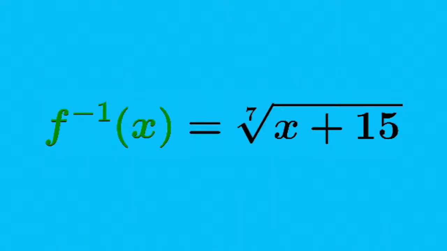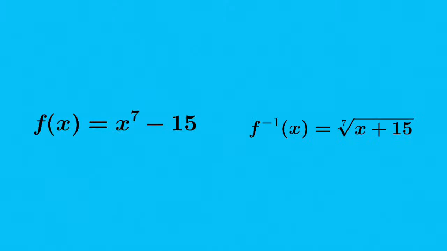Once again, we rewrite the equation as f inverse of x is equal to the 7th root of x plus 15. We can once again see the original function side by side with its inverse function. Notice the similarities and differences between the two.